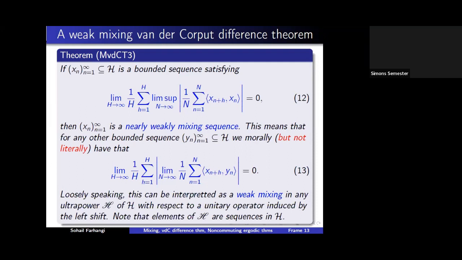The only other abstract nonsense I want to mention, just in case there's anyone here who likes ultraproducts, is you can interpret this as taking an ultrapower of the original Hilbert space H. And then in this ultrapower, you have a unitary operator, which is induced by the left shift. And it is actually unitary, despite the fact that you're losing an element. And with respect to this unitary operator, your sequence, which has now turned into a vector in the ultrapower, is going to be weakly mixing. But if you don't like ultrapowers and whatnot, you don't need to worry about that, and you can safely forget about that comment.